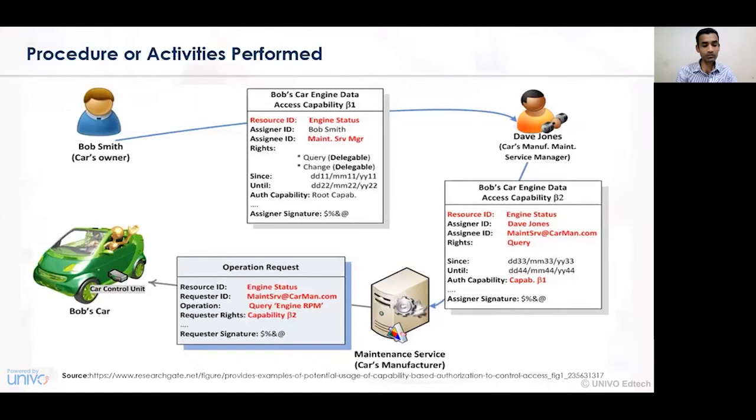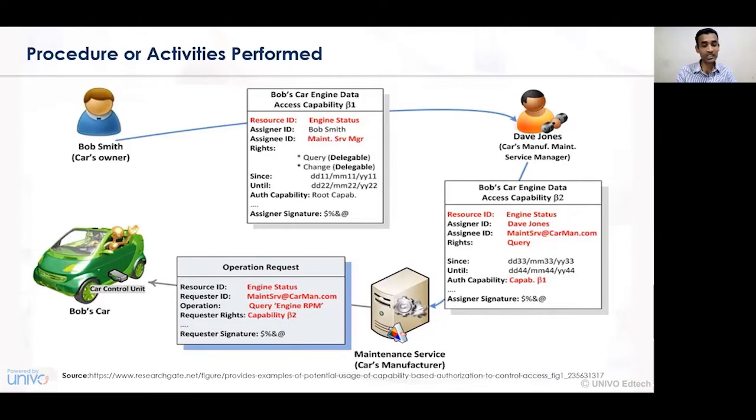Consider an example where Bob Smith, who is a car owner, wants to conduct certain activities. So what does he do? He raises a request, that is Bob's car engine data, and accordingly the access capability, that is beta 1, shows certain information. The resource ID for this consideration is the engine status. The assigner ID is the car owner, Bob Smith, and the assignee ID, the person who will carry out the activity, is the maintenance service manager. So the maintenance service manager will look after those activities.